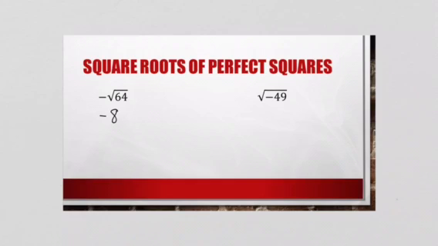Now look at this next one, -49. What number times itself will give you -49? Well, is there any number times itself that can give you a negative? Because if you do a negative times a negative, you're always going to end up with a positive. So there's no way to do this problem. Well, at least not till you get to Algebra 2.